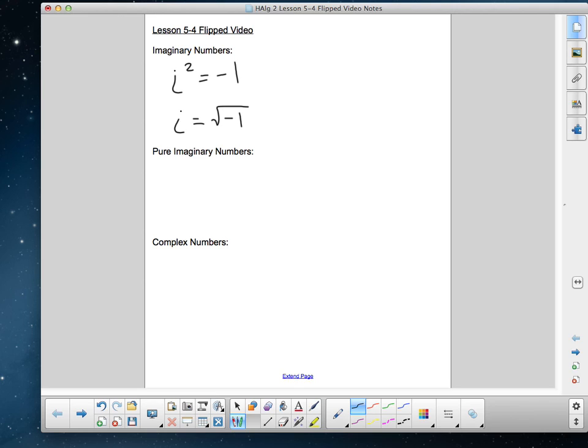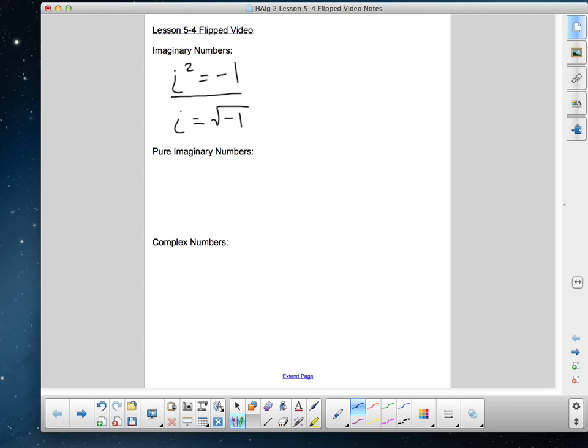Again, the square root of -1, that can't happen. So we give it the letter i. i is the square root of -1, all based on the fact that i squared is equal to -1. And we have two categories we're talking about with imaginary numbers.